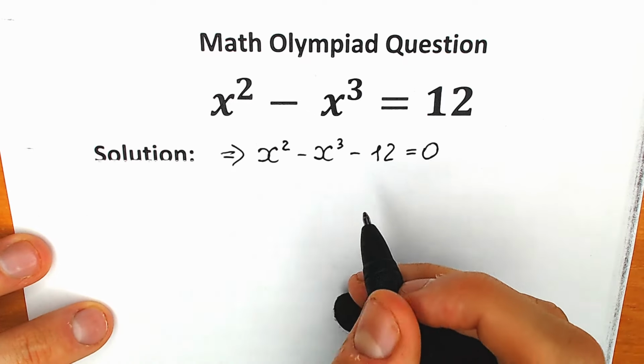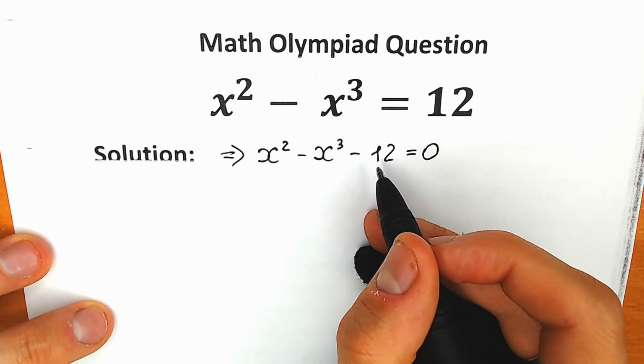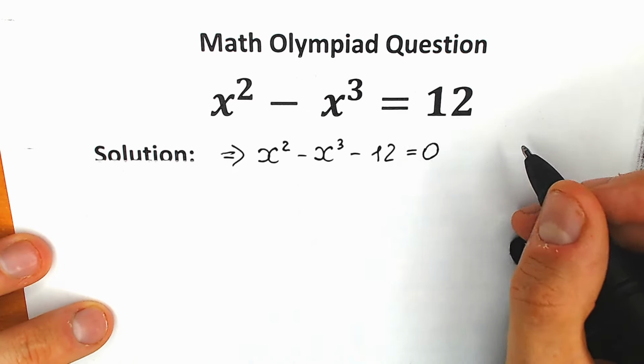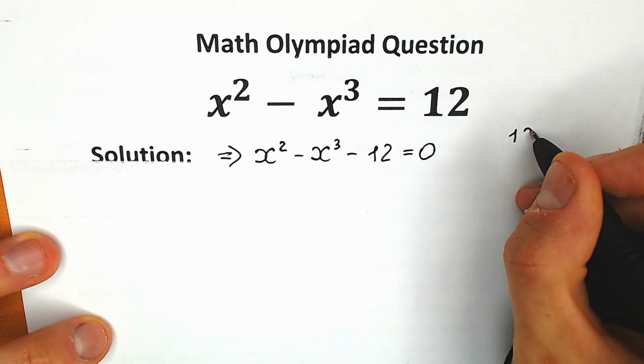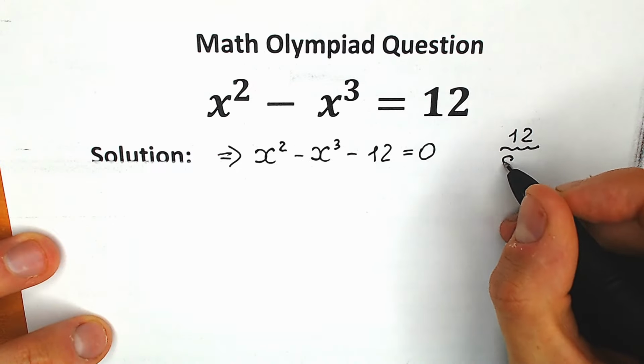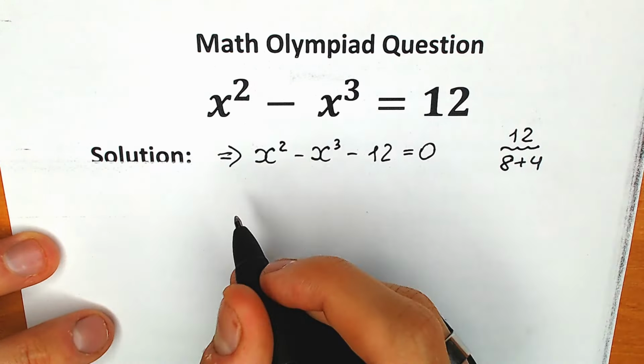What am I going to do next? Secondly, let's express this 12 as a sum, 8 plus 4. A lot of students might be asking, why do you choose 8 plus 4? But just look at it. I'm going to express this 12 as 8 plus 4. So let's do it right now.